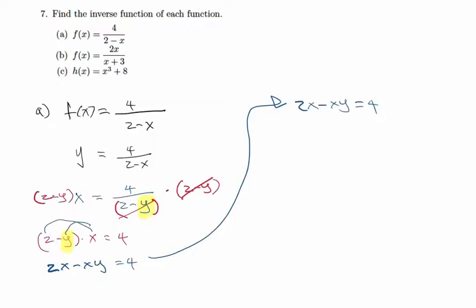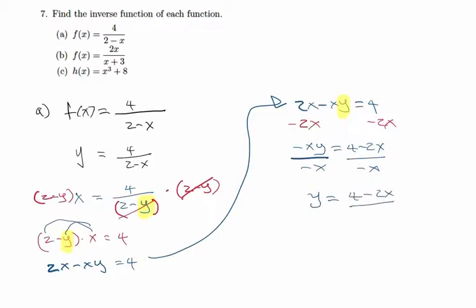Again, our goal is to isolate y. That means I'm going to subtract 2x from both sides. Then I'm left with negative xy equals 4 minus 2x. And last step, we're going to divide by negative x on both sides. Then y equals 4 minus 2x over negative x.